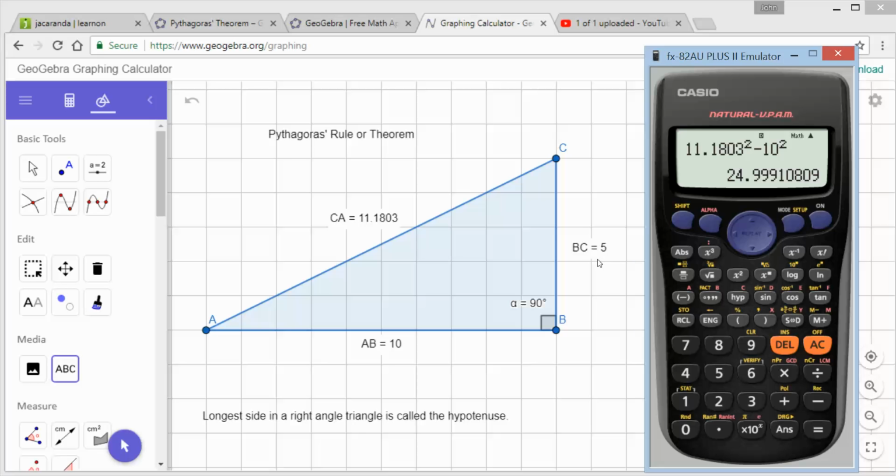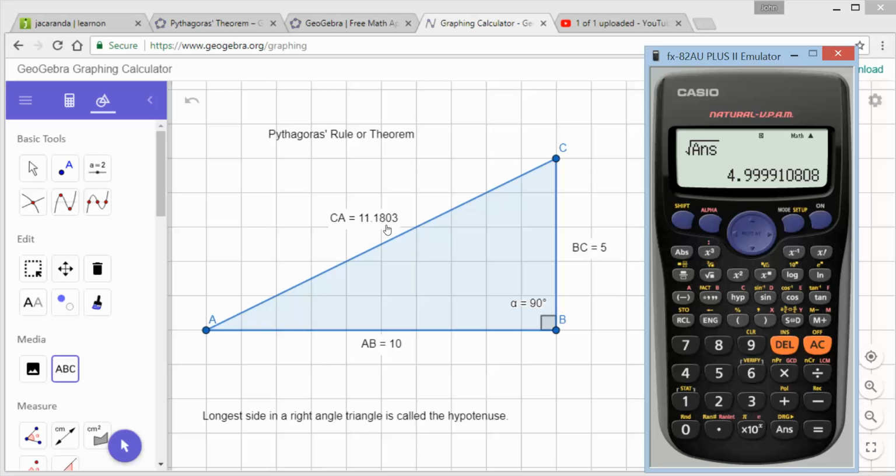So all we need to do now is take the square root of that. So that's what I'm going to do. You can see that's very close to 25 because there's a bit of rounding here. So when we do square root, answer key, you get 4.999 something, which is 5.